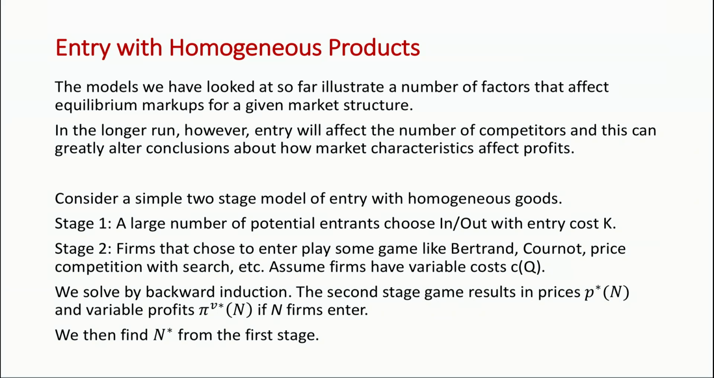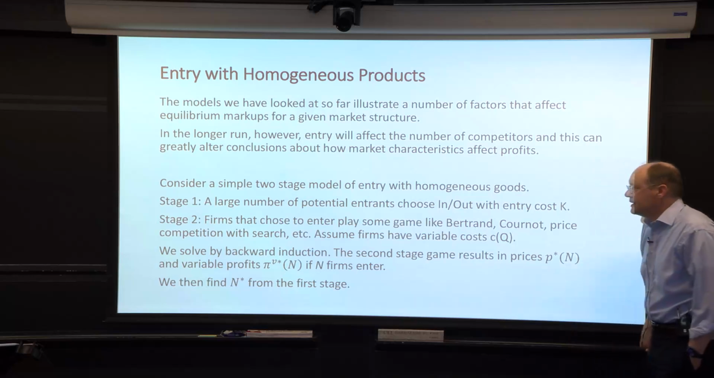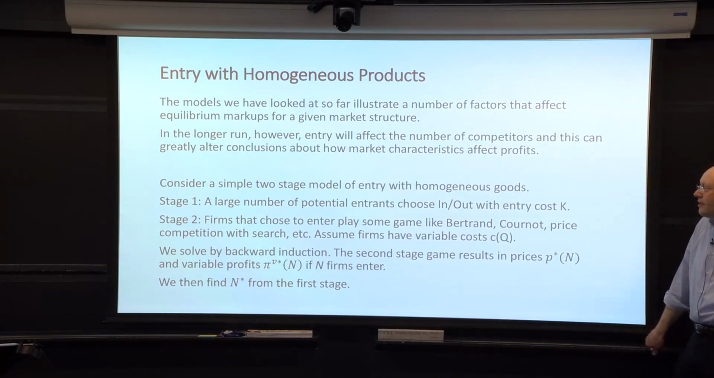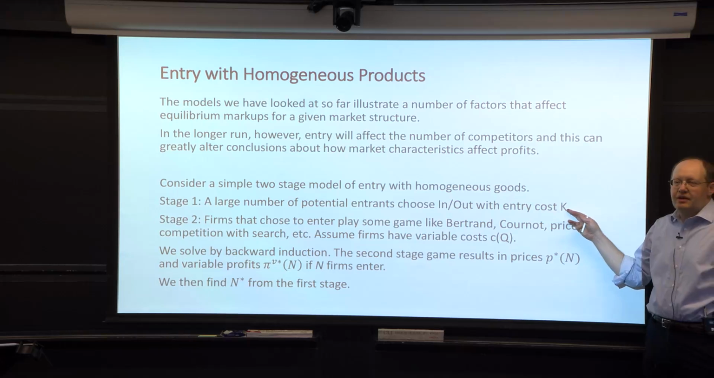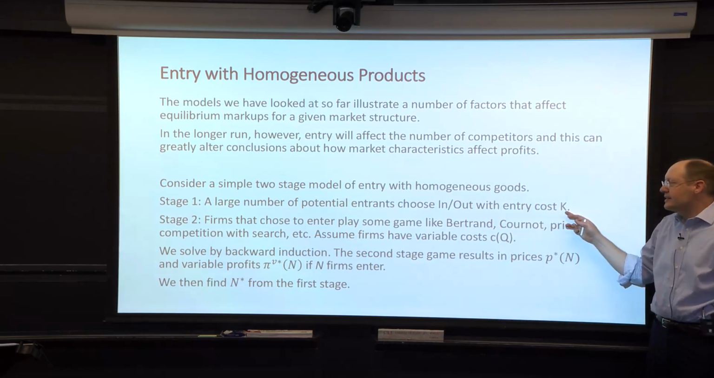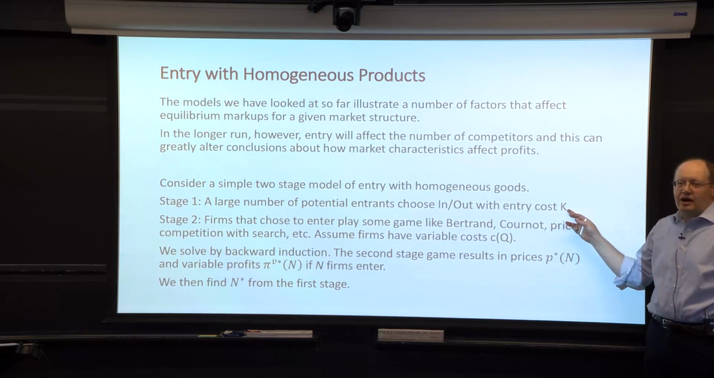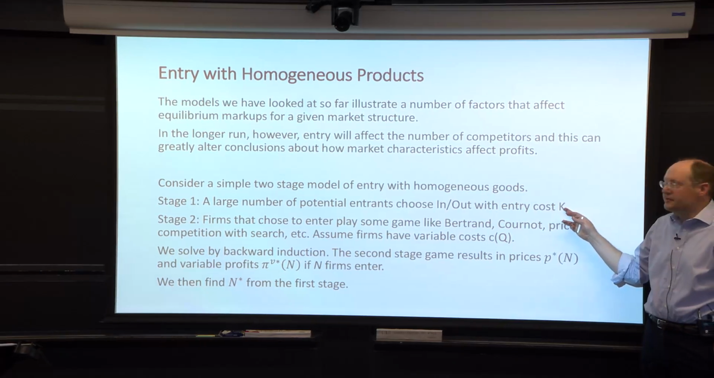So in stage one, we have a large number of potential entrants. The potential entrants choose in or out. If they decide to come in, they pay some fixed entry cost K. And I'm going to think about this for most of the lecture as a sunk cost. That is, once you build a steel plant, it's a steel plant. You can't use it for anything else. You're not going to be able to sell it to somebody else to do something else with it.